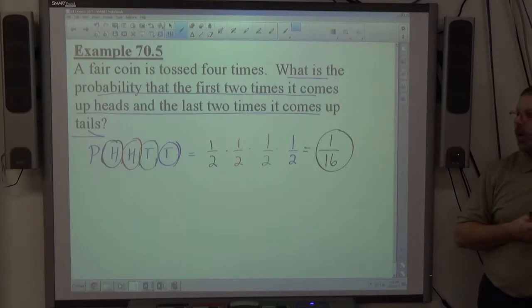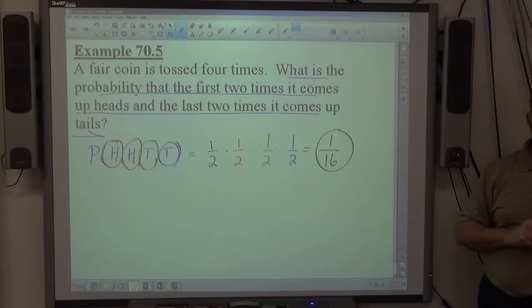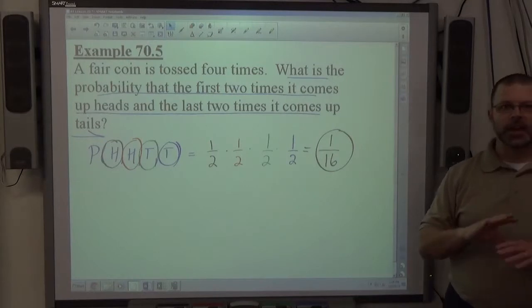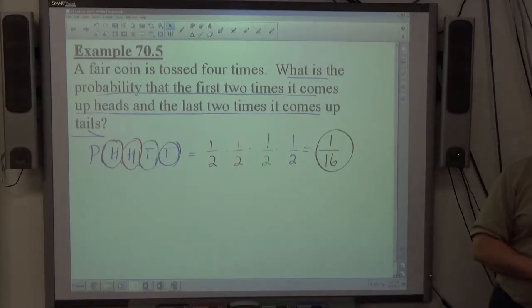Okay. There's more than one way to get 2 heads and 2 tails, but to get head, head, tail, tail in that exact order, that's the only way to do it. All right, so keep that in mind, that we're dealing only with specific order. If they start saying, how many ways are there to get 2 heads and 2 tails, that's a more advanced problem. It's a little bit more challenging.